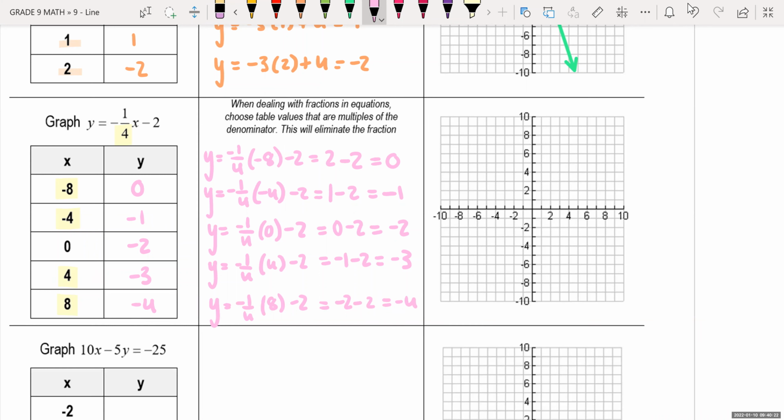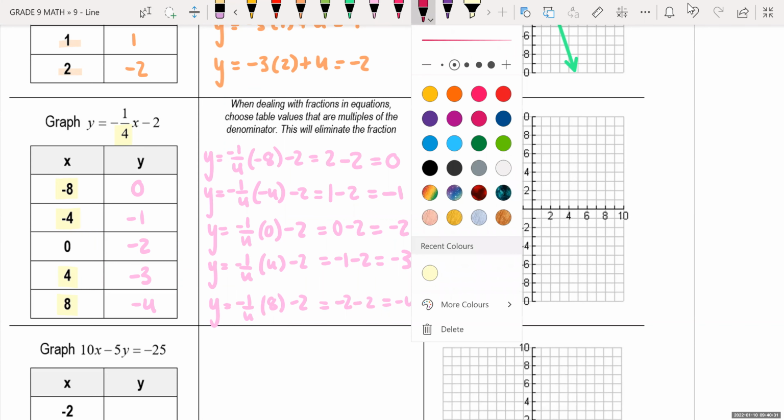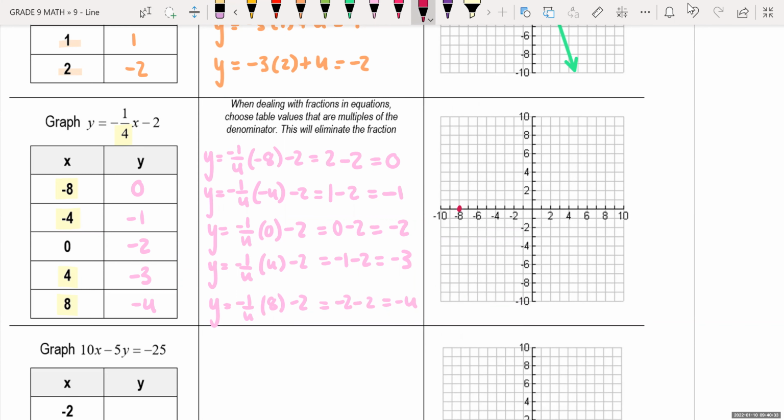All right, so we have all of our points now. Let's go ahead and graph them on our grid. We have -8, 0, which will be there. Then we have -4, -1, which would be there. 0, -2 there. 4, -3. And then 8, -4. You can see everything is lined up nicely.